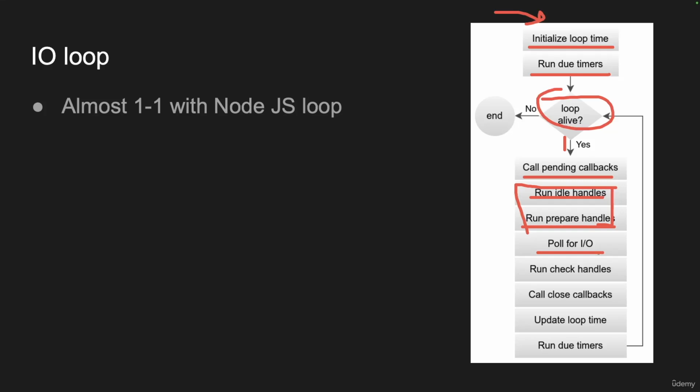Then we have poll for I/O. Then we have check handles, which is the setImmediate. Then we have the close callbacks. Then we have update loop time, and then run due timers. This is the timer one. This is the update loop time. So there's another phase that just updates the loop time. But if you notice, it's almost identical to the Node phases, just simpler.